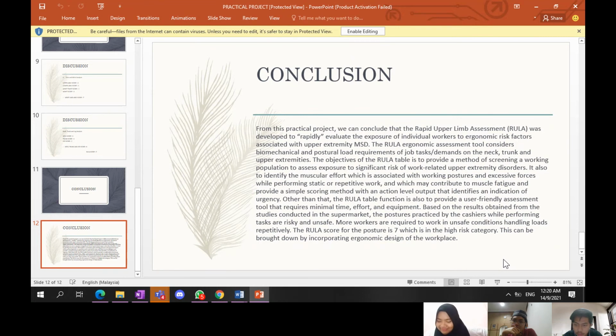Other than that, the RULER table also provides a user-friendly assessment tool that requires minimal time, effort, and equipment. Based on the results obtained from the studies conducted in the supermarket, the posture practiced by the cashier while performing tasks is risky and unsafe. Workers are required to work in unsafe conditions, handling loads repetitively. The RULER score for the posture is 7, the high risk category. This can be brought down by incorporating ergonomic design of the workplace. So that concludes our practical project presentation.